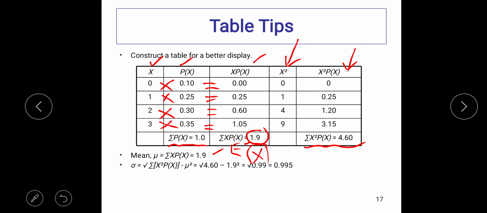And then for your standard deviation, okay, there's supposed to be a line over here. Right. So you take 4.60. Okay, and then you have to minus the exact value of your mean, so 1.9 squared. So lastly you get 0.995 for your standard deviation. So this is a much safer way for you to calculate your mean and your standard deviation, because you construct everything in the table and then you can see clearly one by one.